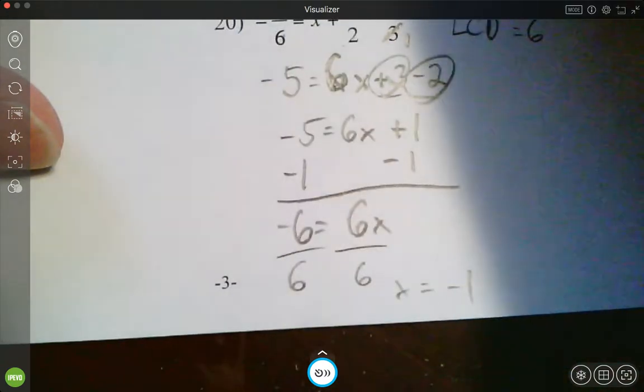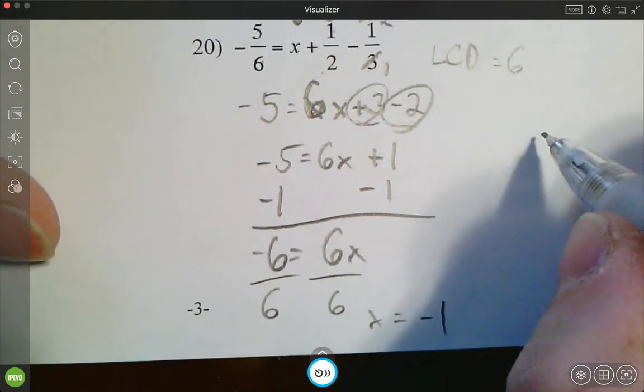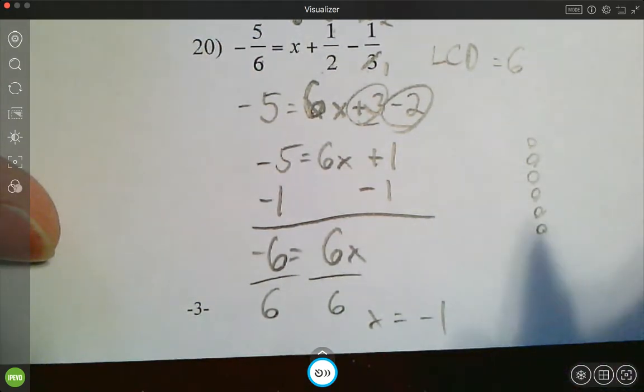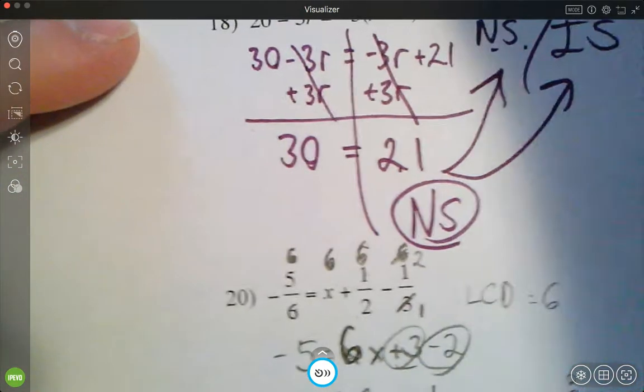So when you go to the Google form, you'll see these last 6 questions. I just put 6 different options, and one of the options will be negative 1, and one of the options will be no solution.